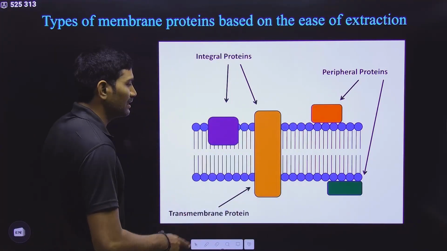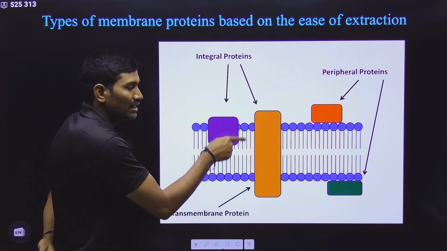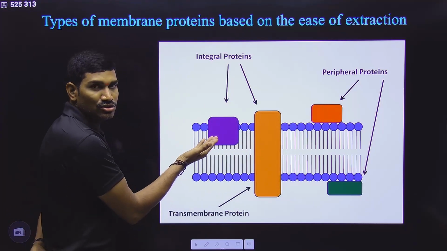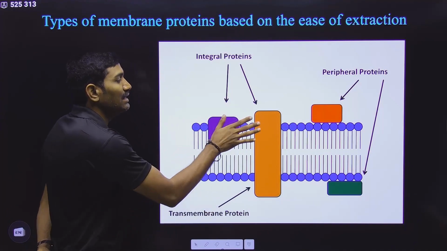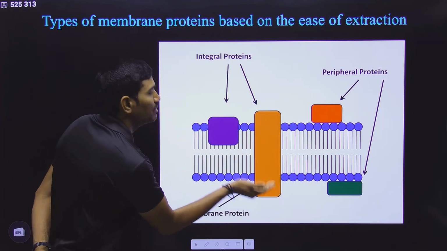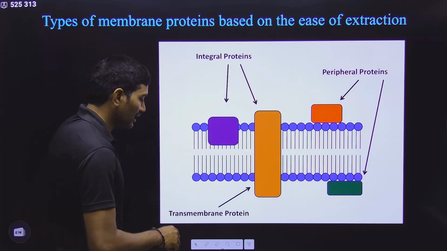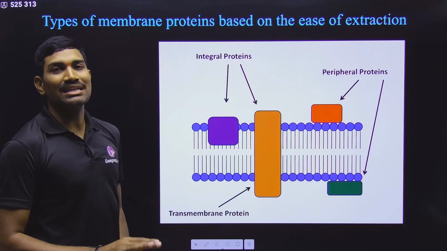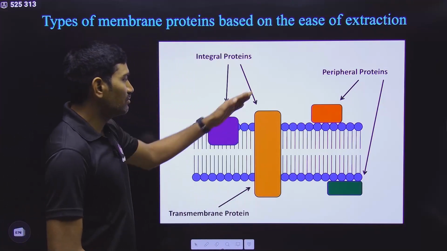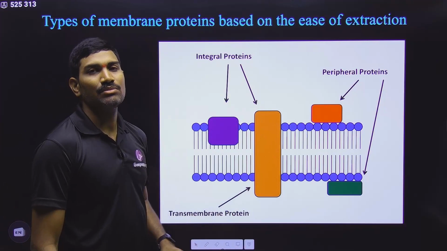Now, some proteins like this are integral proteins because they have interaction. Some integral, not all. This one is not moving from one side to the other side. Some integral proteins may extend from one side of the membrane to the other side of the membrane, and such proteins are called transmembrane proteins. Trans means across the membrane. So they are passing across the membrane, and these are called transmembrane proteins.